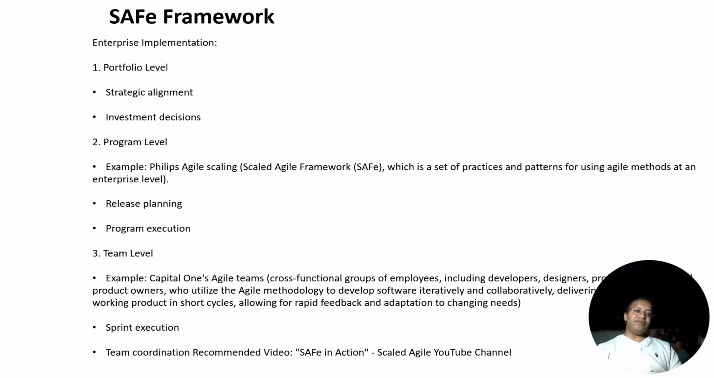When you talk about the SAFe framework, it could be at the portfolio level, where there is strategic alignment and investment decisions for the entire portfolio of products or services that a company actually manufactures or does business in. Then you could have a SAFe framework at a program level, where you talk about release planning and program execution. Like, for example, a company is creating software for a client. You always have to plan for release planning and also program execution, maintenance, debugging, and stuff like that.